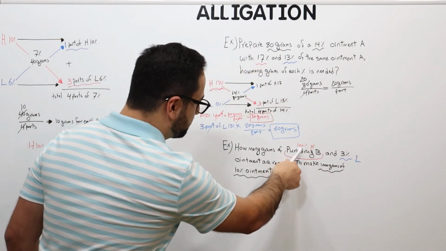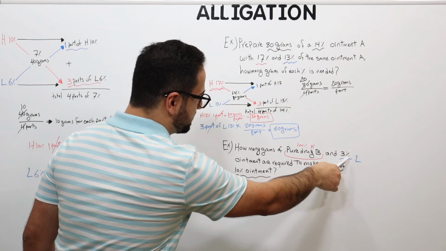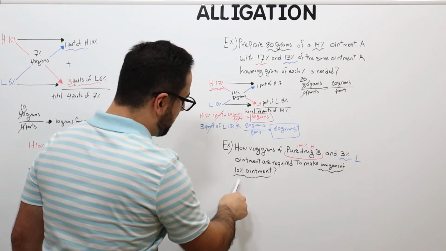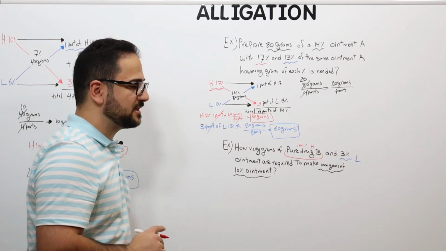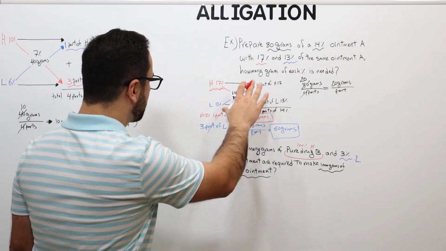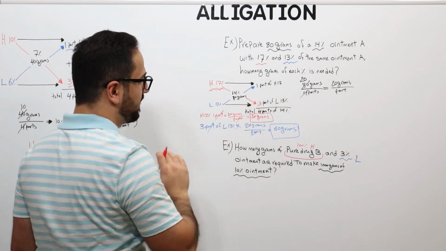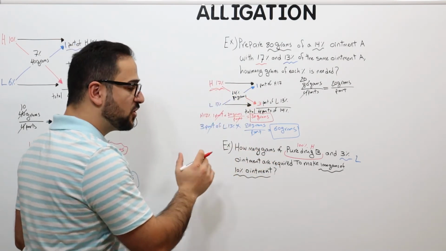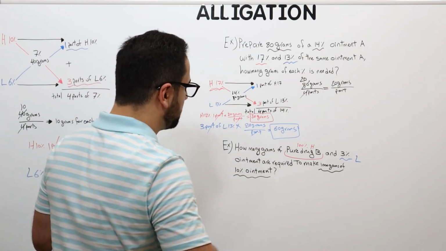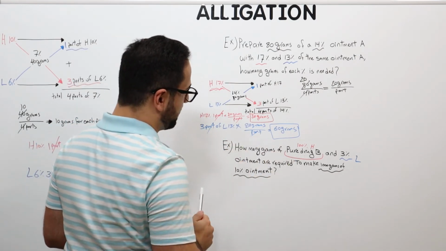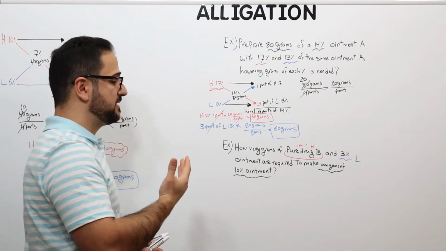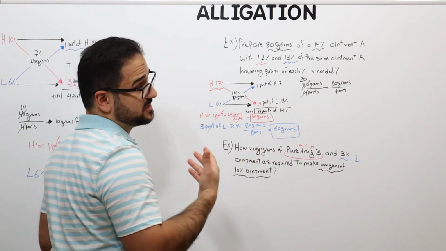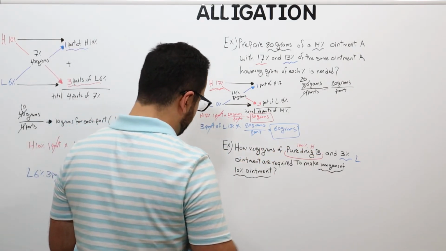So we have 100% higher, 3% the low, and the desired is 10%. Now basically we're going to follow the same exact formula. The reason I placed this question over here is just to mention the pure drug, because it does happen that such a question appears sometimes. So keep this in mind.